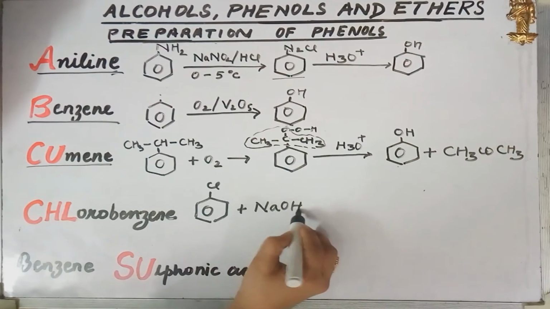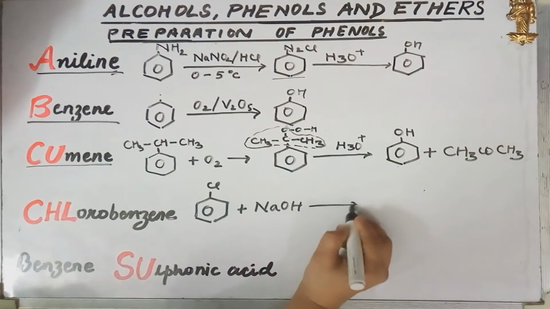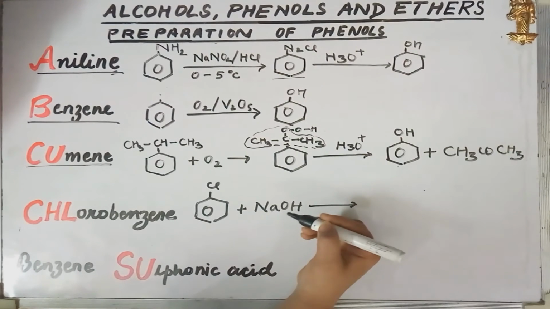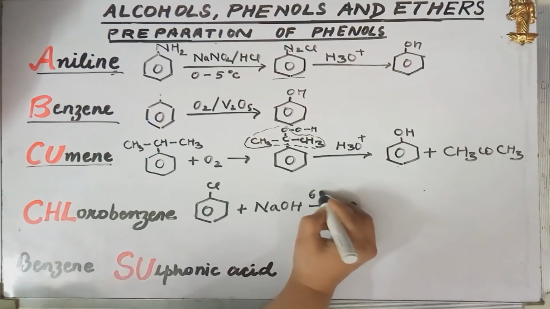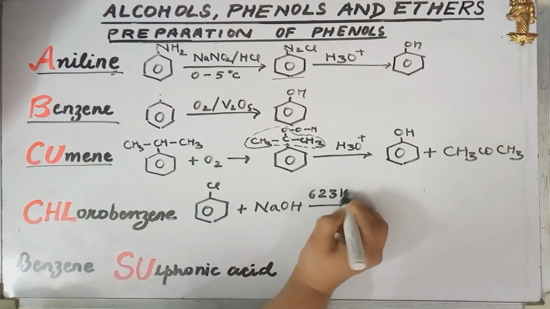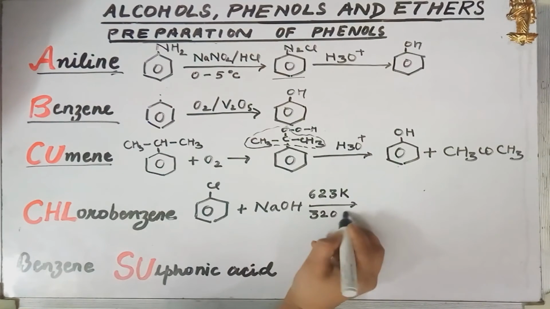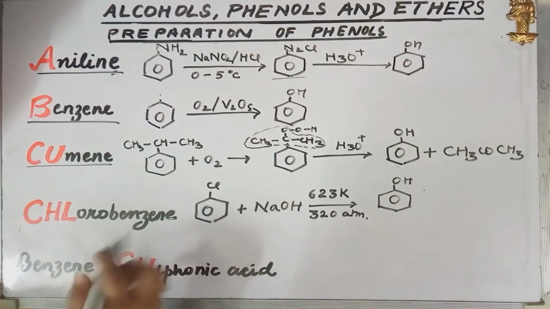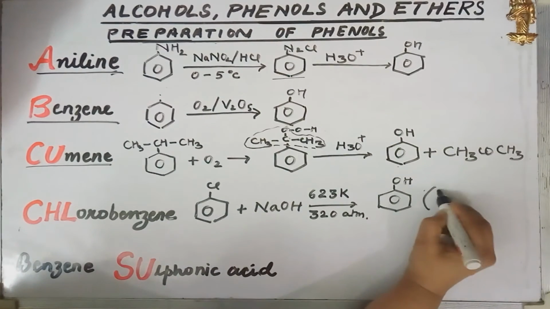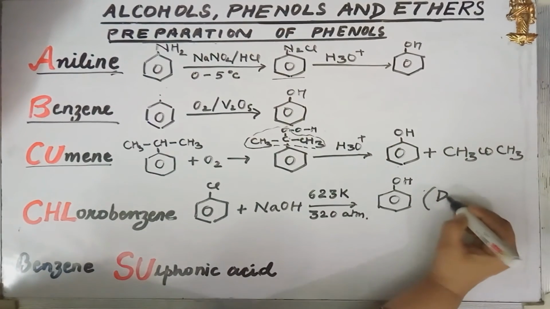which is added to sodium hydroxide, or not added actually, it is going to undergo a substitution reaction. This reaction takes place at high temperature and high pressure. This reaction is also known as Dow's process for the preparation of phenols.